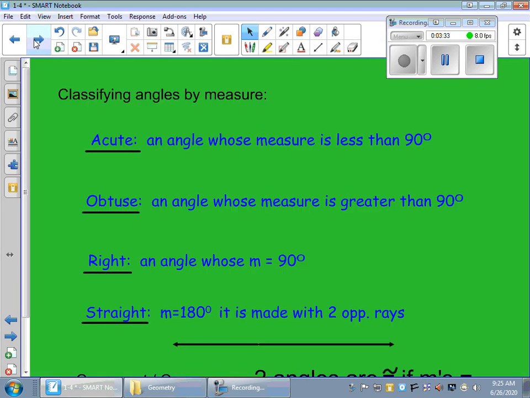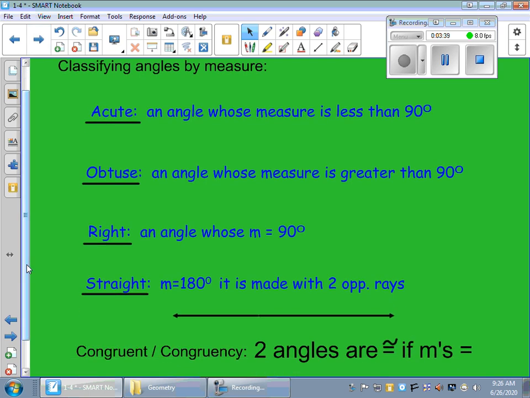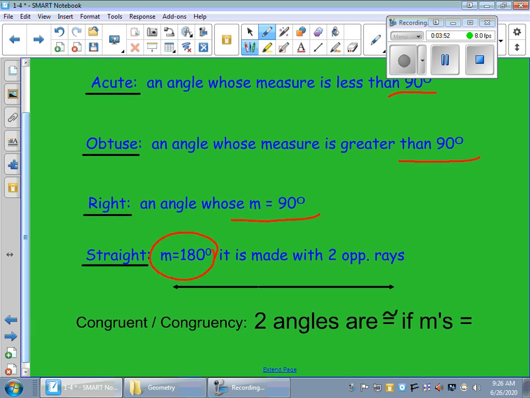Some formal definitions here, classifying angles by measures. Acute is the measure of an angle that is less than 90 degrees. Obtuse, an angle whose measure is greater than 90 degrees. A right angle has a measure exactly equal to 90. Straight is 180 degrees, made with two opposite rays. Here's an example right here. And if we say something is congruent, this right here reads, two angles are congruent if their measures are equal. So 30 degrees equals 30 degrees. Those would be congruent angles.